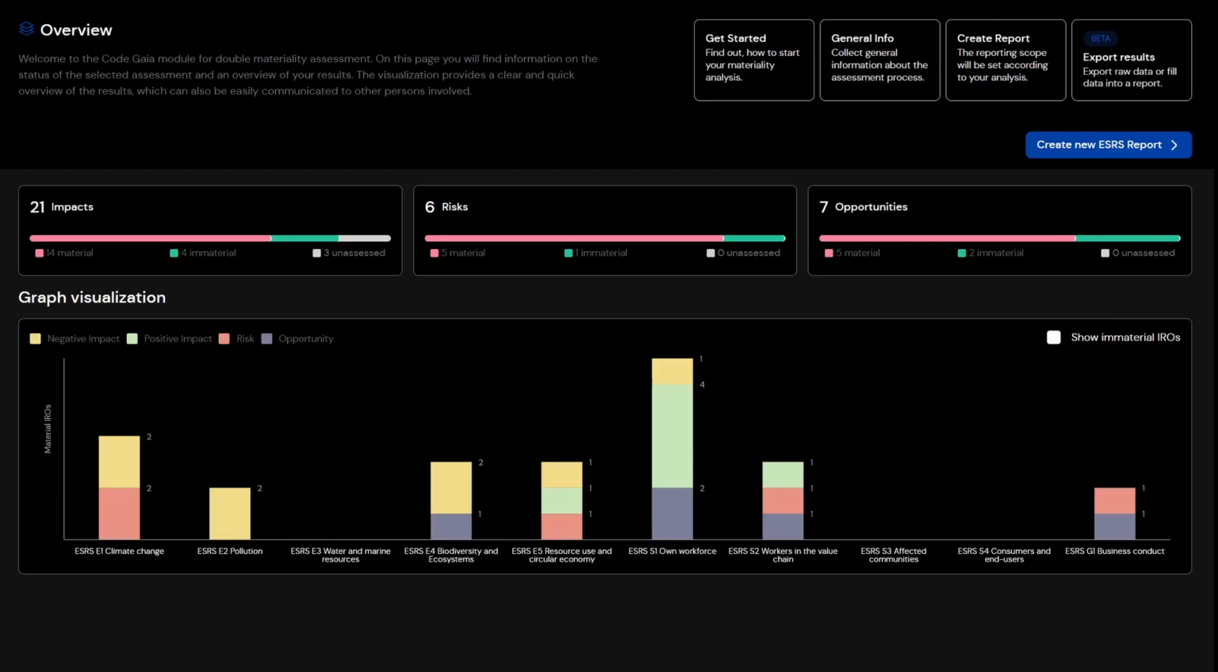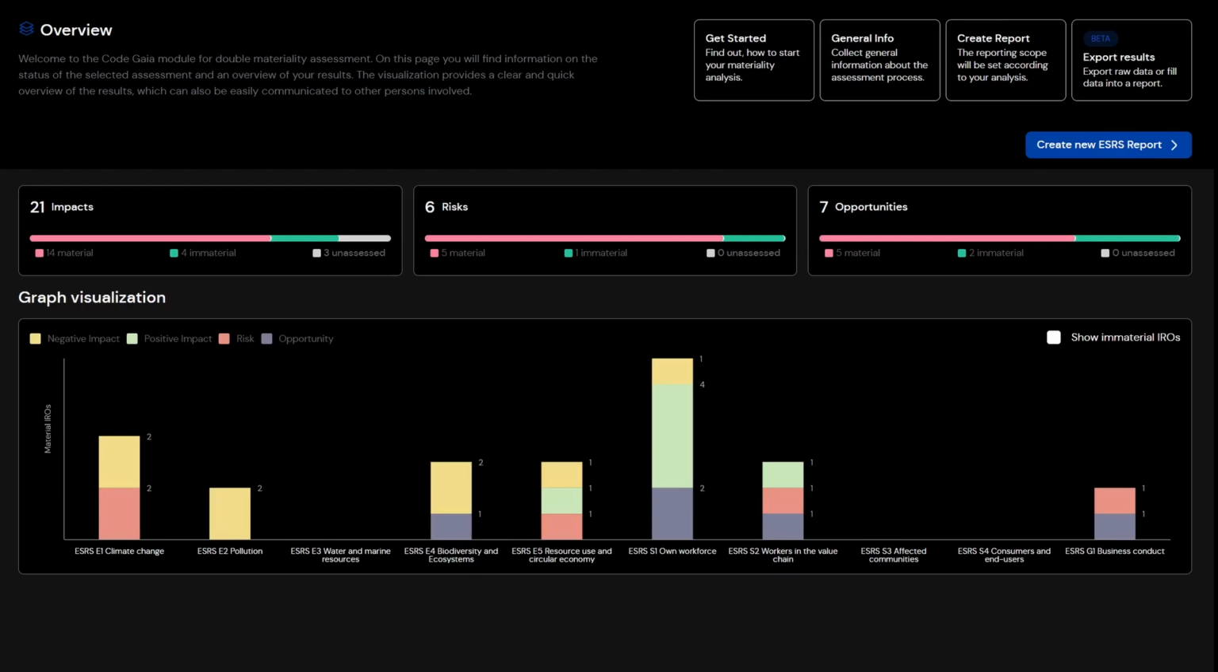The dashboard at the top is mainly for preparers to use as a progress indicator. This is probably not the kind of information that would be relevant in the sustainability statement. What is more interesting for the sustainability statement is the graph visualization below.